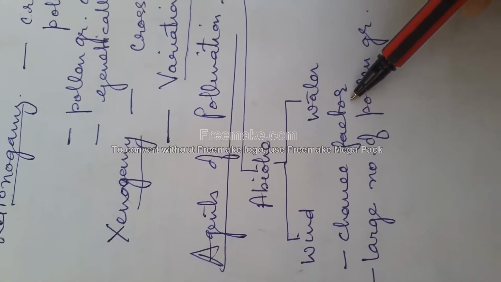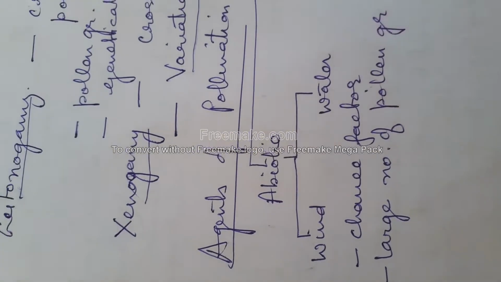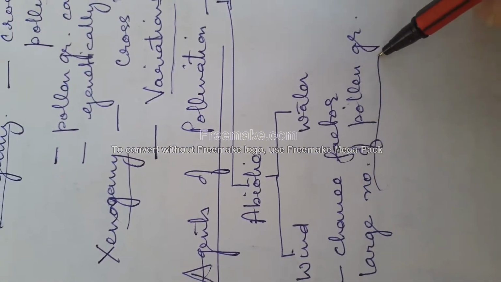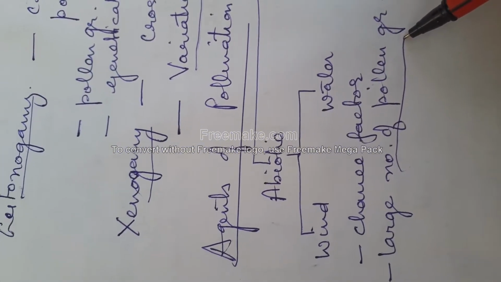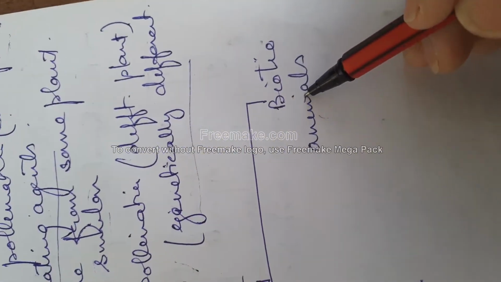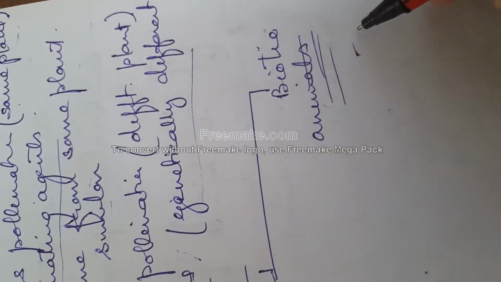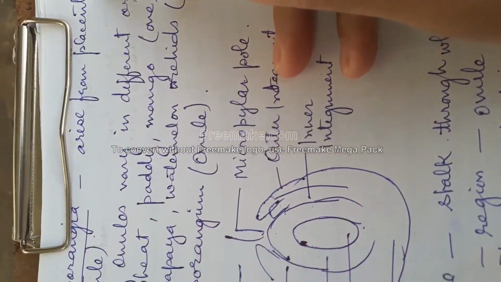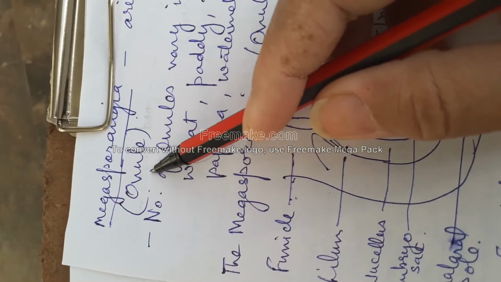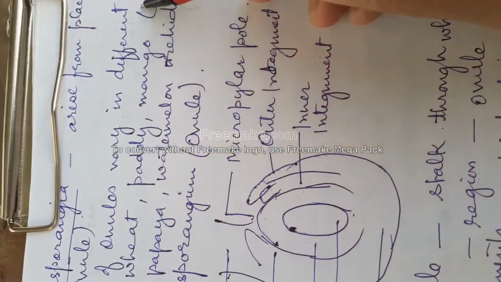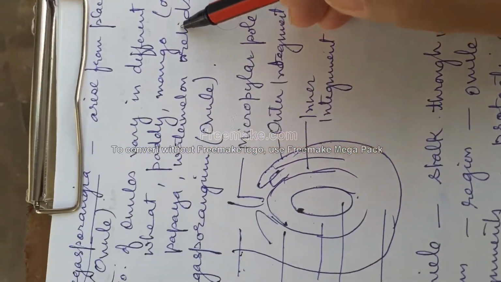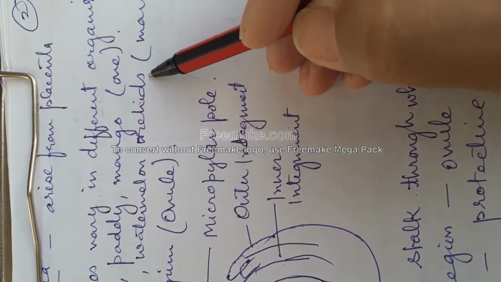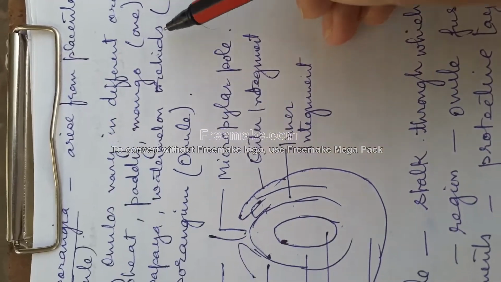Now, the pistil, megasporangium, ovule, and the embryo sac, that is the next topic of the NCERT. Now, we know that gynoecium is the female reproductive part of the flower. Megasporangium arises from the placenta. Megasporangium is also called the ovule. The number of ovules varies in different organisms. Like in wheat, paddy, and mango, there is only one ovule, whereas in papaya, watermelon, and orchids, there are many ovules.